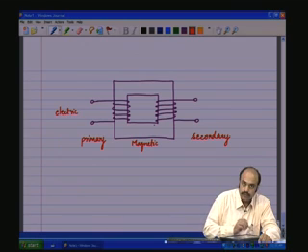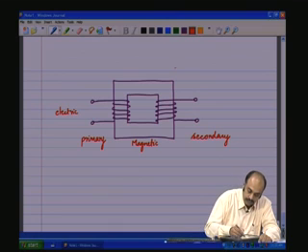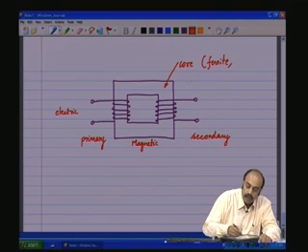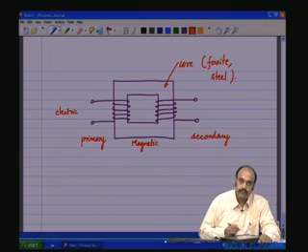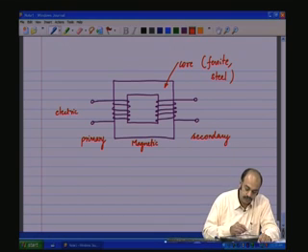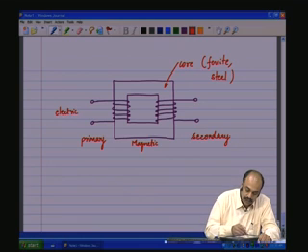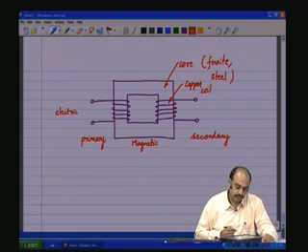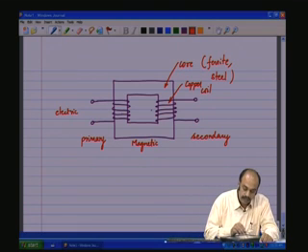The transformer has just these two, just a magnetic core. This is a magnetic core which could be ferrite material or it could be steel, new metal, and so on and so forth. Now on this core is wound a copper coil. So this coil is a copper coil or aluminum coil. That is all the transformer.